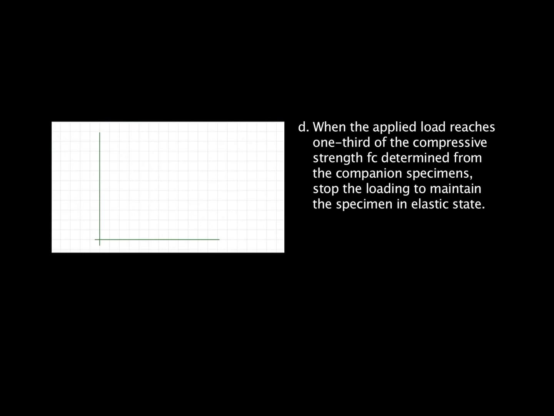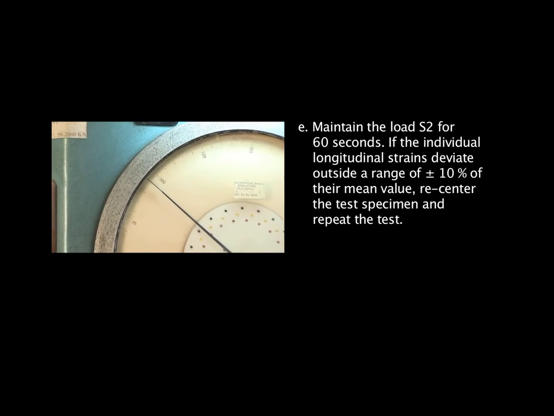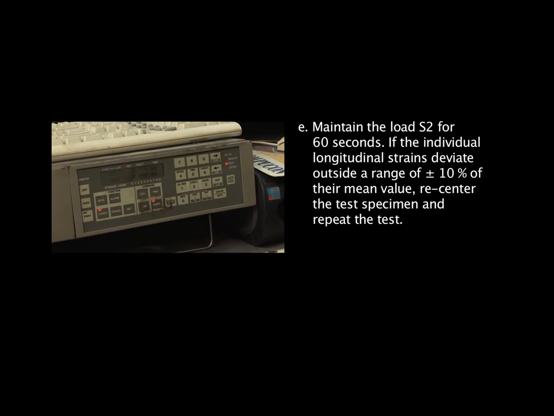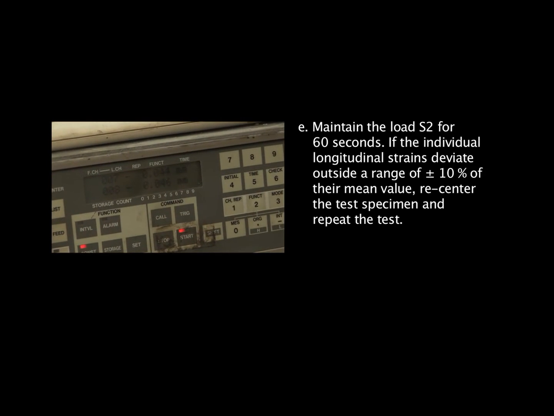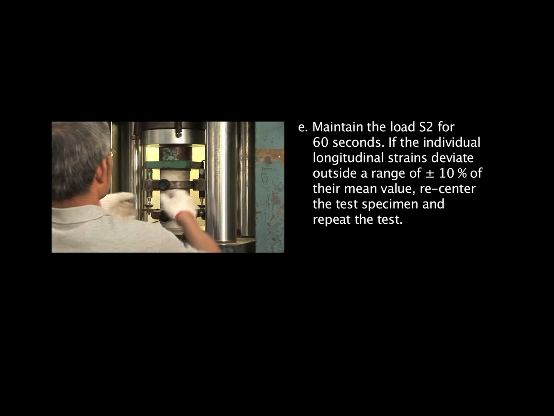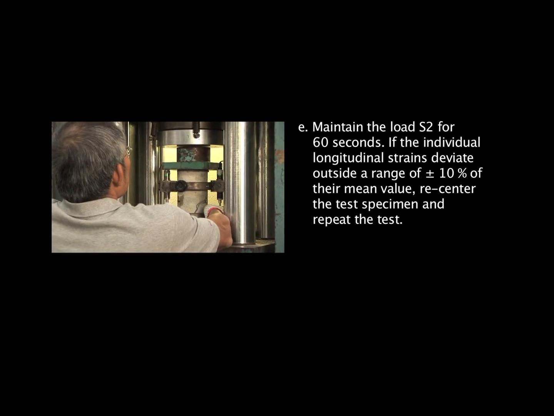D. When the applied load reaches 1/3 of the compressive strength Fc, determined from the companion specimens, stop the loading to maintain the specimen in elastic state. E. Maintain the load S2 for 60 seconds. If the individual longitudinal strains deviate outside a range of plus or minus 10% of their mean value, recenter the test specimen and repeat the test.